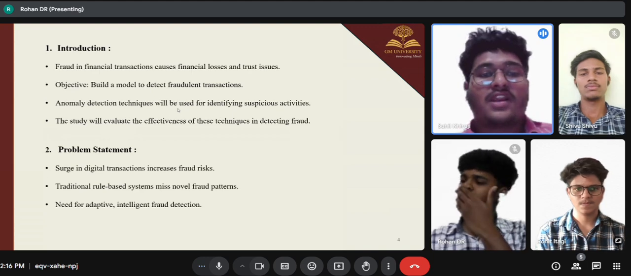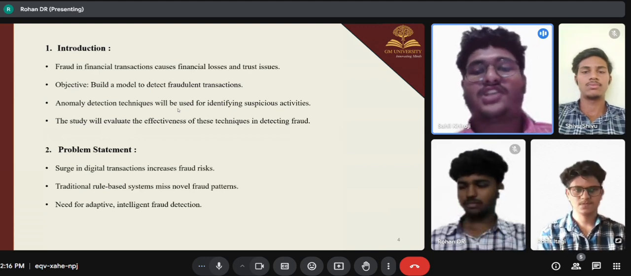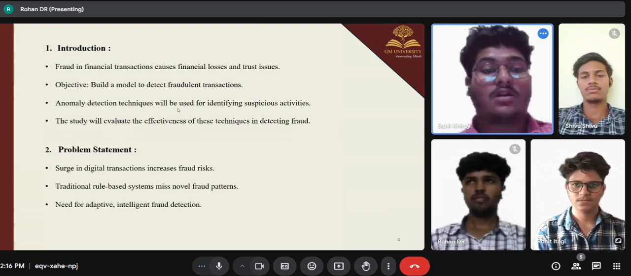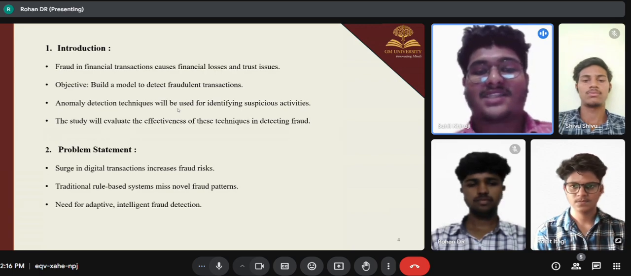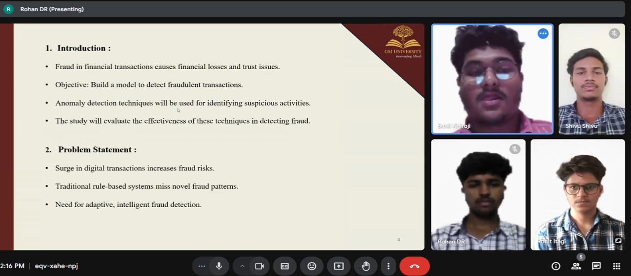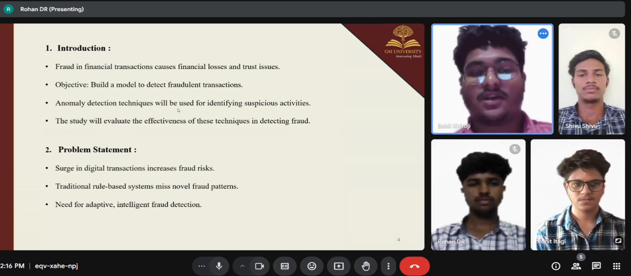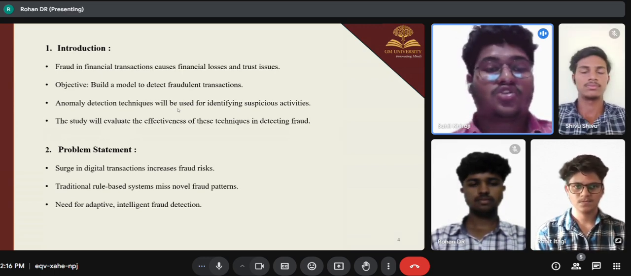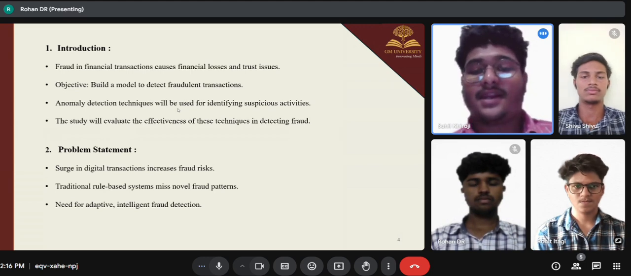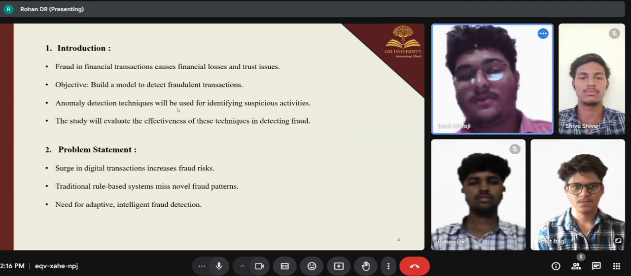Fraud in a financial transaction causes financial losses and trust issues. Fraud in an online transaction can lead to big financial losses and loss of trust. Objective: build a model to detect fraudulent transactions. The goal is to build a model that can detect if a transaction is fake or real.